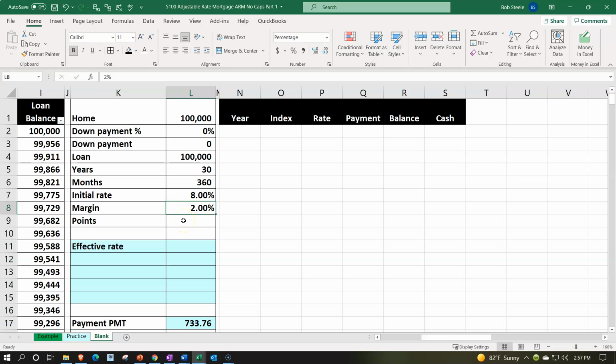Now, the index rate could go up or down, it just depends on the market as to what's going to happen with the index rate. And whatever happens to the index rate, we're going to have plus 2% of the index rate. So it could be a benefit, right? In the future, the index rate could go down, and that could be good. But obviously, the risk involved is the index rate goes up.